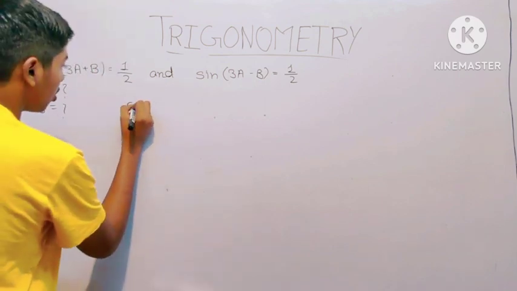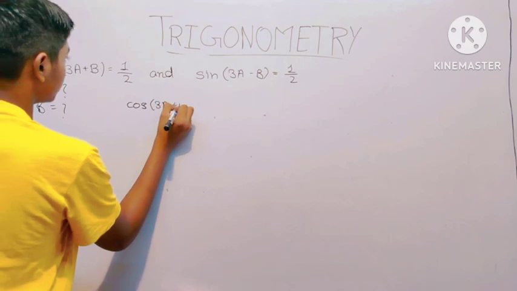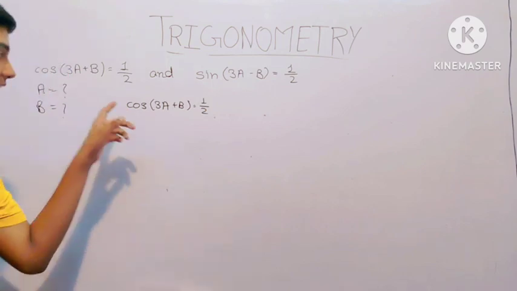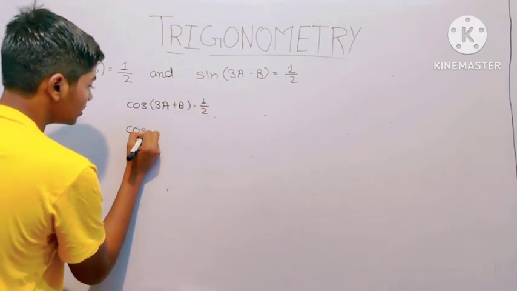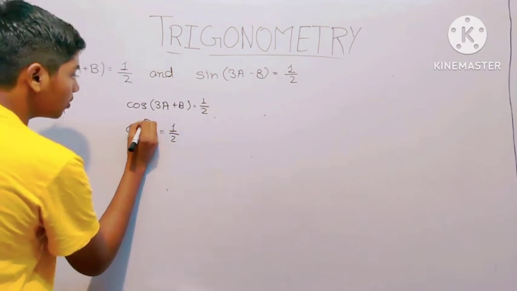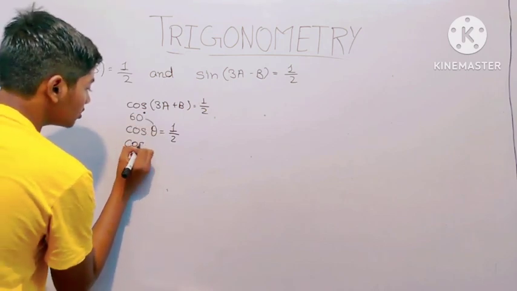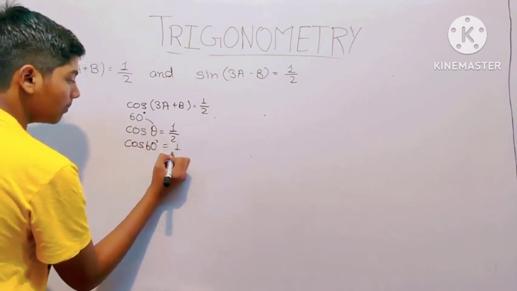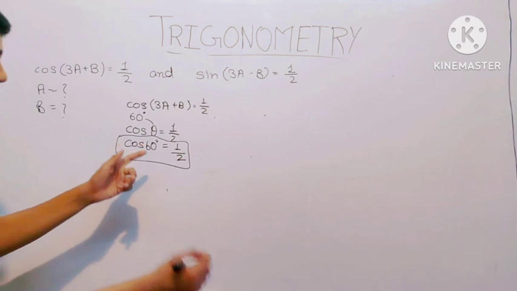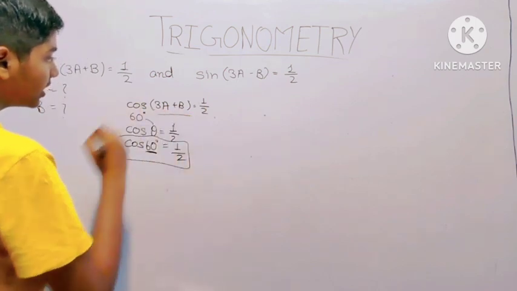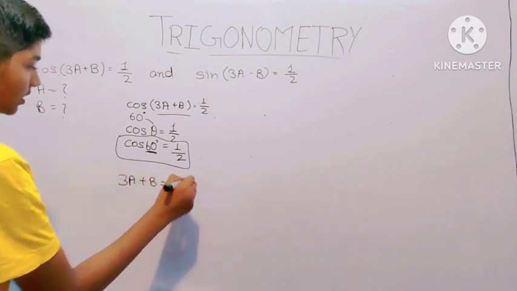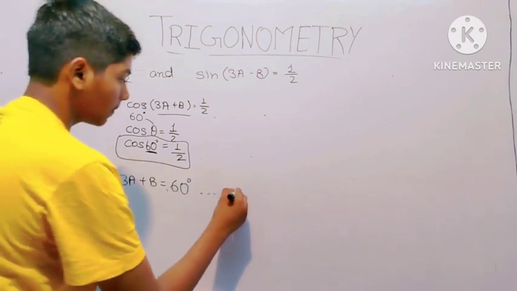So let's take the first one, cos(3a + b) is equal to 1/2. Now we know that cos theta is equal to 1/2 when theta is equal to 60 degrees, meaning cos 60 degrees is equal to 1/2. Correct? So we can say that this 60 degrees is equal to 3a + b. So 3a + b is equal to 60 degrees, correct? This is our equation 1.